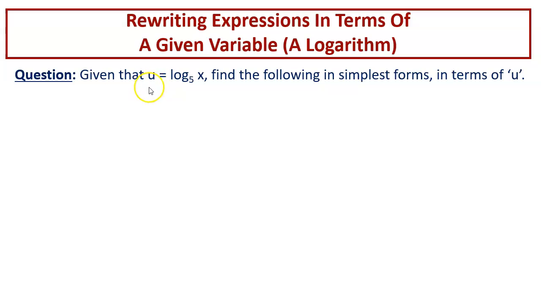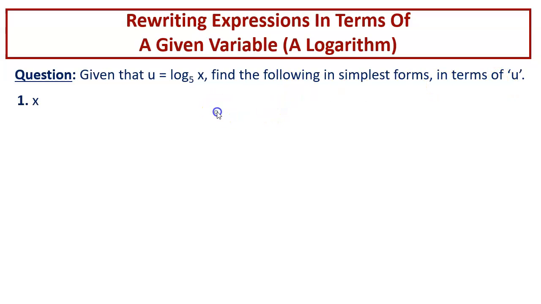Now I had said let t equal to log of 5 to the base 6, but this time in this session the variable is not t, it is u. U equal to log of x, where the argument is a variable and the base is a number. It is u equal to log of x to the base 5. Whenever we have to write log of x to the base 5, in fact, we have to rewrite the expressions in terms of log of x to the base 5. But instead of writing this term every time, we will be writing u. Okay? Find or write the following in simplest forms in terms of u.